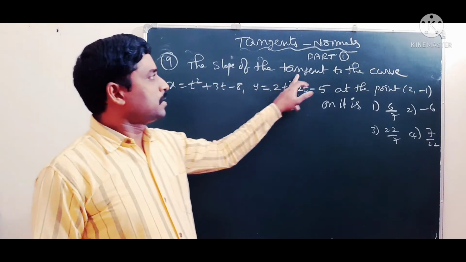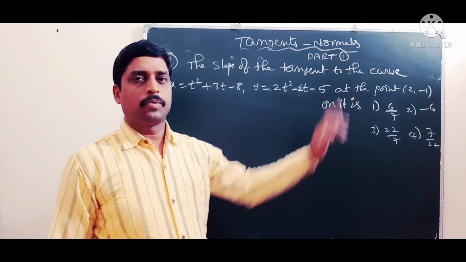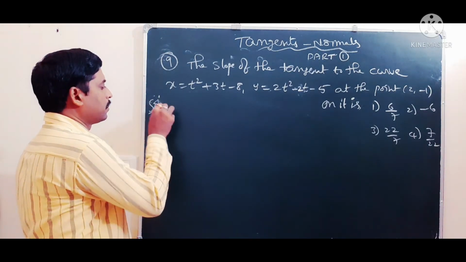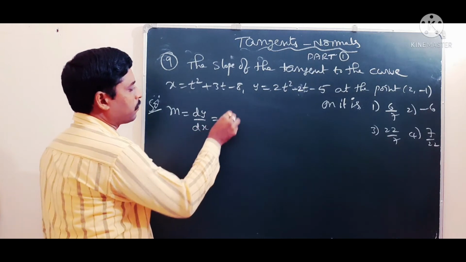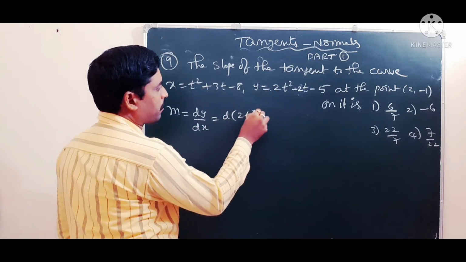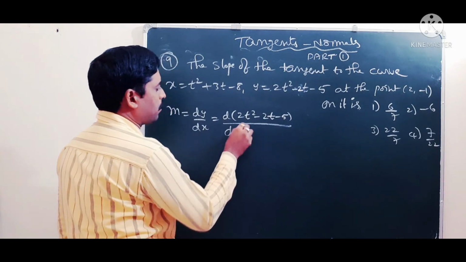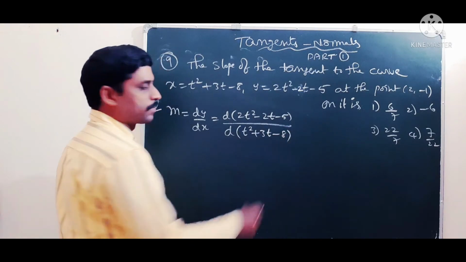The slope of tangent to the curve, x and y values are given, at the point (2, minus 1). Okay. Our target is the slope of the tangent, dy by dx. So the derivative of y, given 2t square minus 2t minus 5, over the derivative of x value given, 3t square plus 3t minus 8.